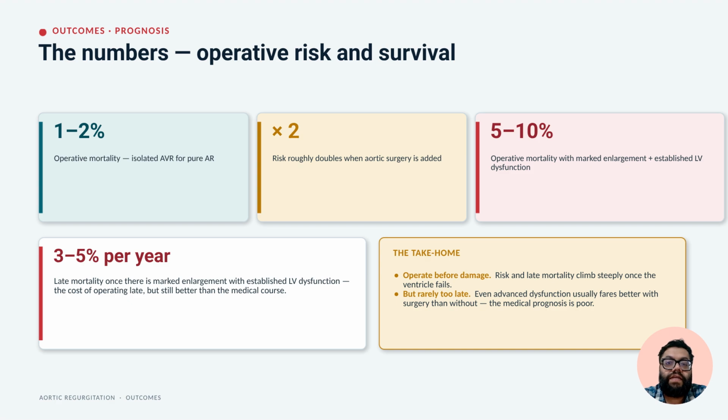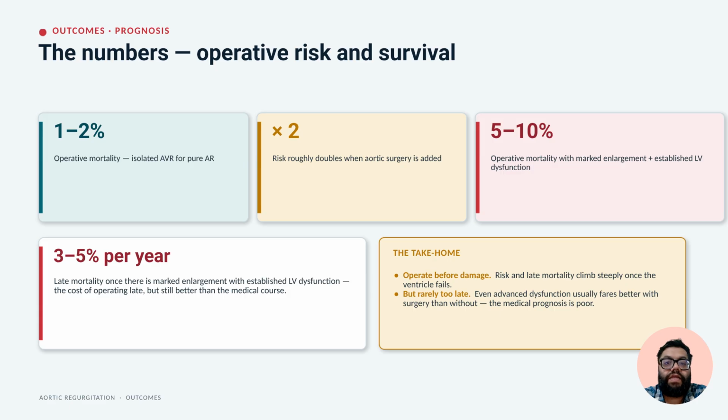But let the ventricle deteriorate first: marked enlargement with established dysfunction, and operative mortality climbs to somewhere between 5 and 10%, with a continuing late mortality of about 3 to 5% per year thereafter. So the headline writes itself. The price of waiting is steep, which is the whole justification for those ejection fraction and dimension triggers.